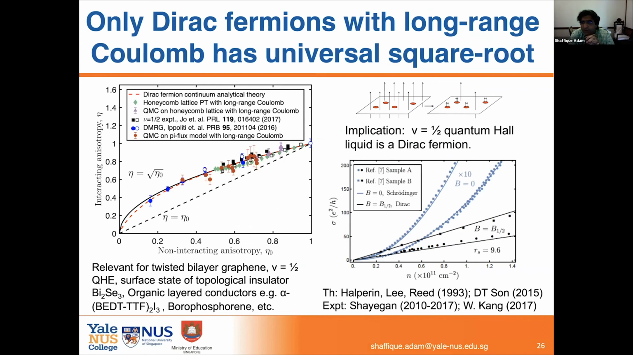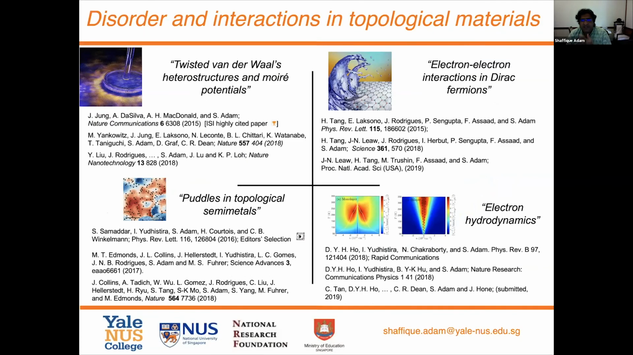So the nu equal to 1/2 quantum Hall effect. There have been experiments by Mansour Shayegan that showed that the anisotropy in those systems had a universal square root renormalization with the interactions. This would suggest that the idea by D.T. Son, that there was a Dirac fermion present in the system, seems to be supported by our work. Okay, let me end here and leave some time for questions.